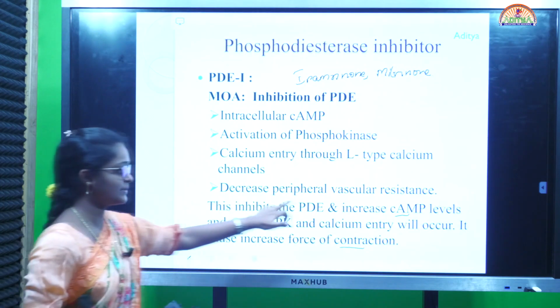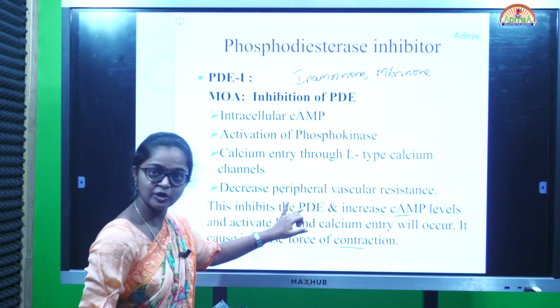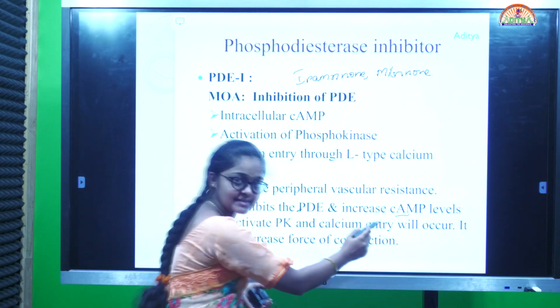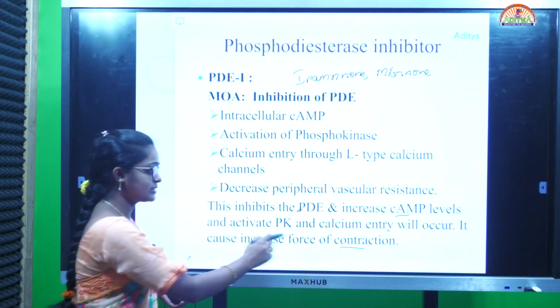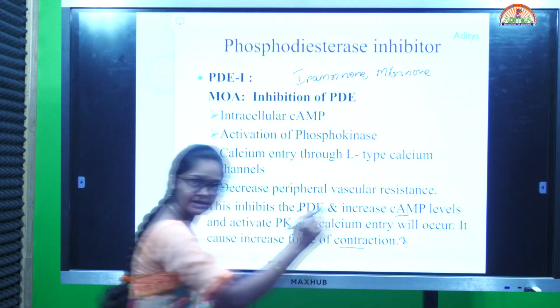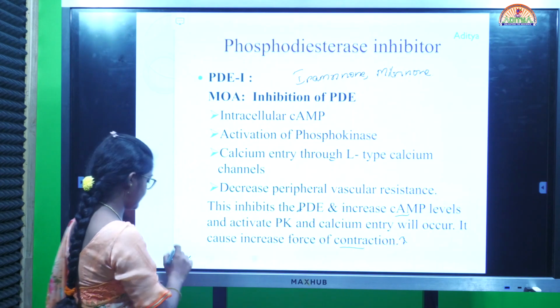They decrease peripheral vascular resistance and inhibit phosphodiesterase, as we discussed in the mechanism of action, and increase cyclic AMP levels, which causes contraction. The force of contraction increases by the entry of calcium. This is the mechanism of action.